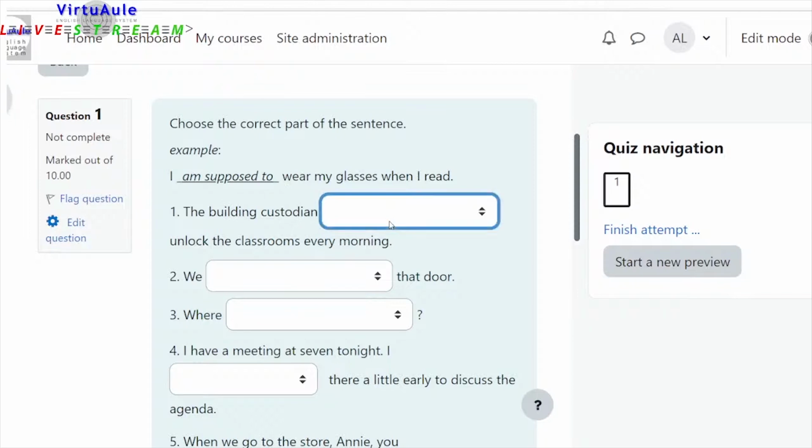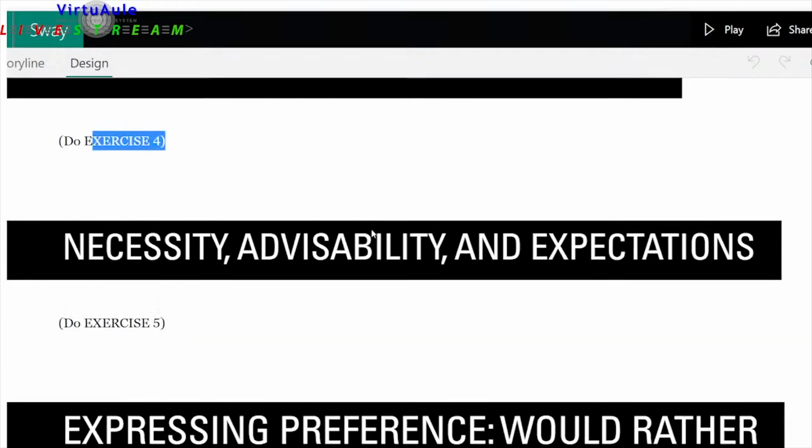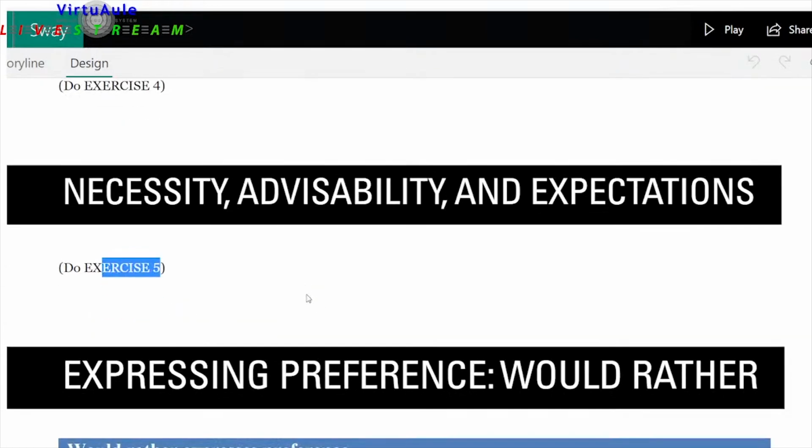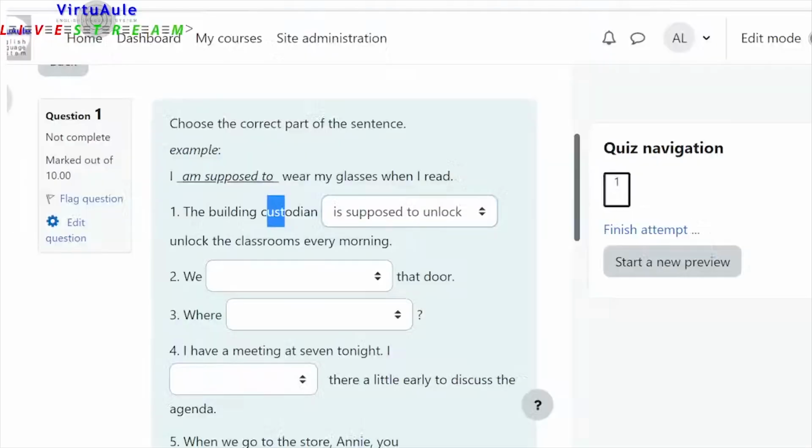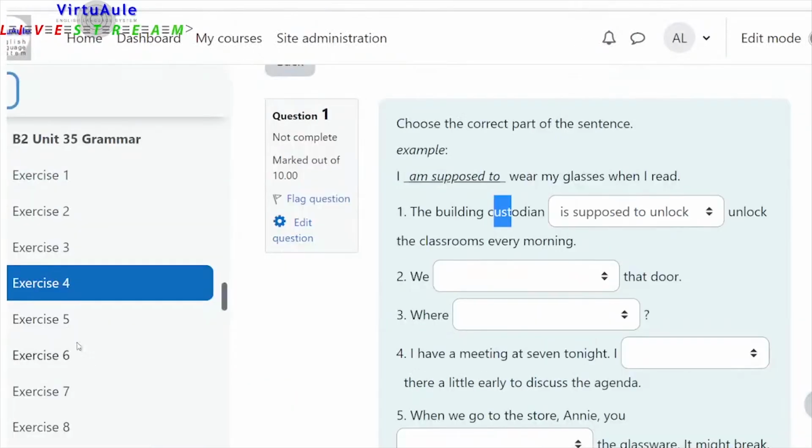Number 1, the building custodian, and then you have the choice, and unlock the classrooms every morning. The choice is supposed to unlock, are supposed to unlock. The building custodian is supposed to unlock. That's singular, so you're going to use the verb is. That's just an example of exercise 4. Then there is necessity, advisability, and expectations. Here you have exercise 5 that you can do in this course.